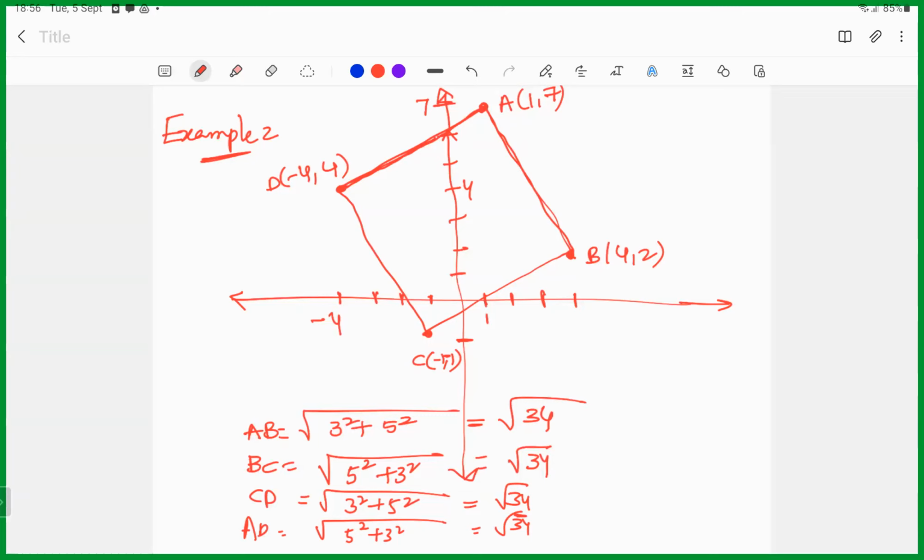The lengths of the sides are equal. Then is it a square? It can be a rhombus also, right? That way we need to find the diagonals also. Just with the length of the sides, you can't say that it is a square. So that's where we need to find out the diagonals. What are the diagonals here? AC and BD.